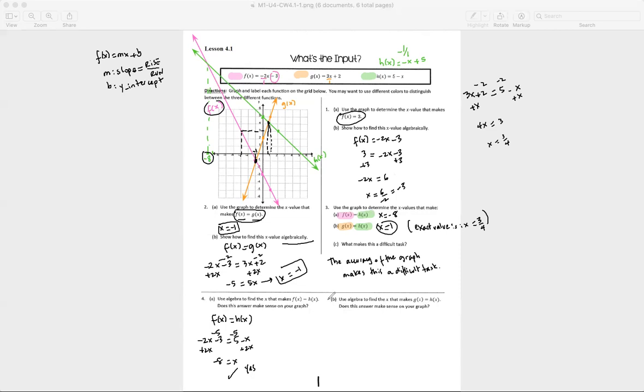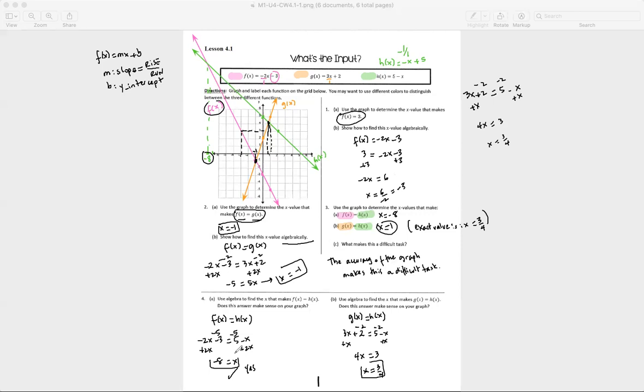Now for part B, use algebra to find what makes g of x equal to h of x. So we want to set these equal algebraically. 3x plus 2 equals 5 minus x. By adding x to both sides, all the x's are going to be on the left. That means you're also going to subtract 2 from each side. So you get 4x equals 3, x equals 3/4. You just solve for it.